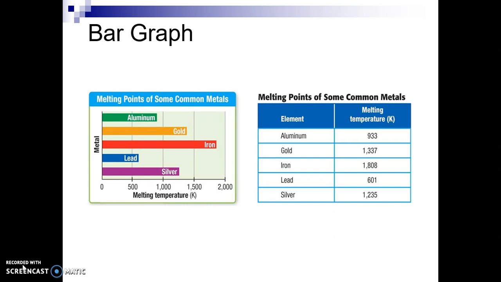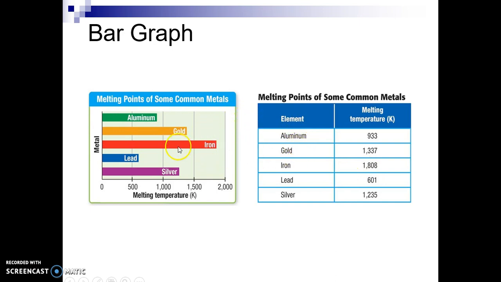So here is a really good example of a data table. This has a heading, and here are some of the elements you want to compare, and here are the melting temperatures, the melting points, for those elements.